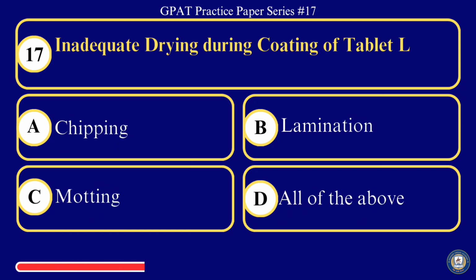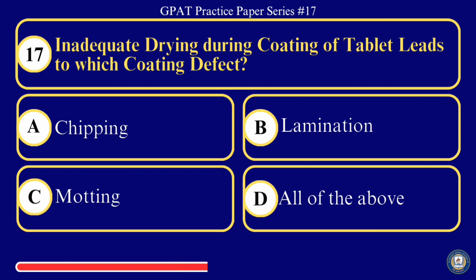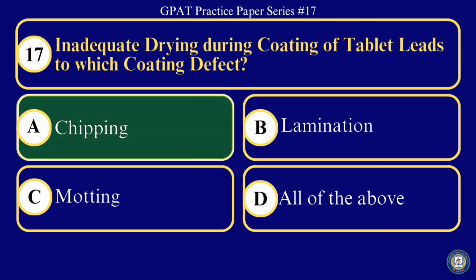Question number 17. Inadequate drying during coating of tablet leads to which coating defect? Your options are A. Chipping, B. Lamination, C. Mottling, and D. All of the above. And the correct answer is option A. Chipping.